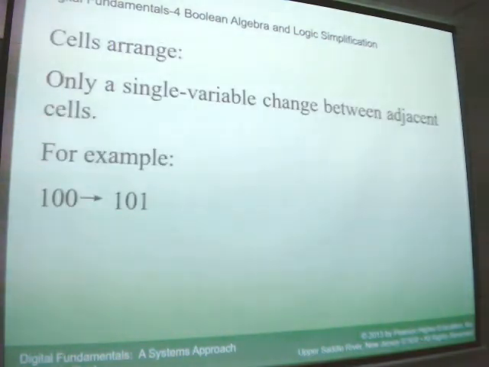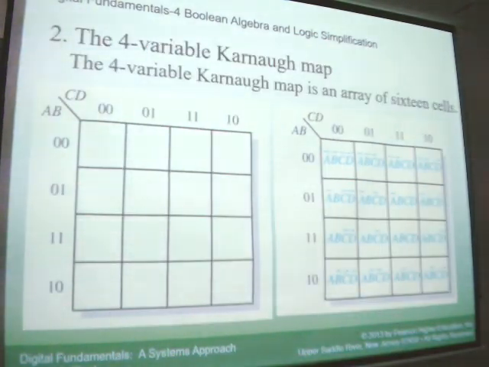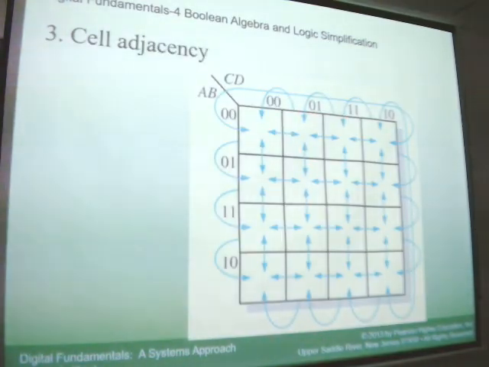And the four-variable Karnaugh map is like this. And we must know the first row and the last row. The first row and the last row are adjacent, and the left column and the right column are also adjacent to each other.